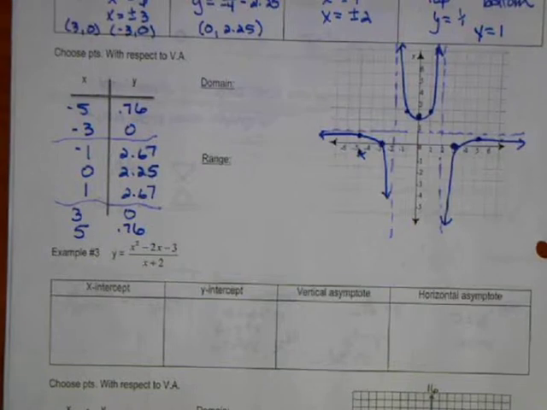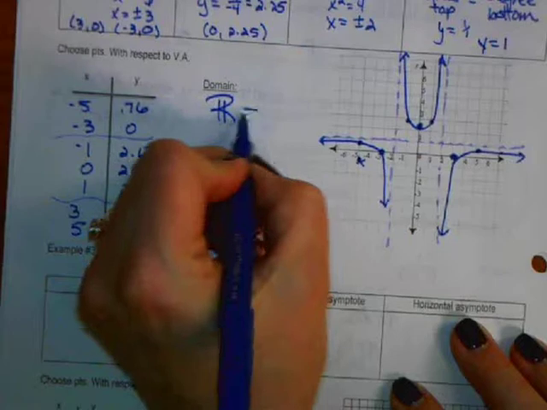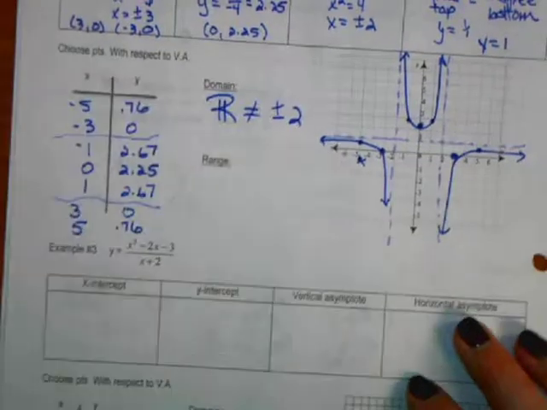All right, what would the domain be? What can X be? It can be reals, but it can't be plus or minus 2.